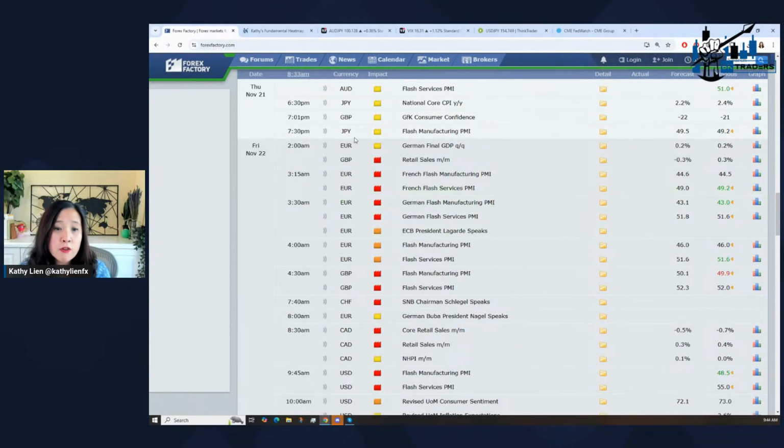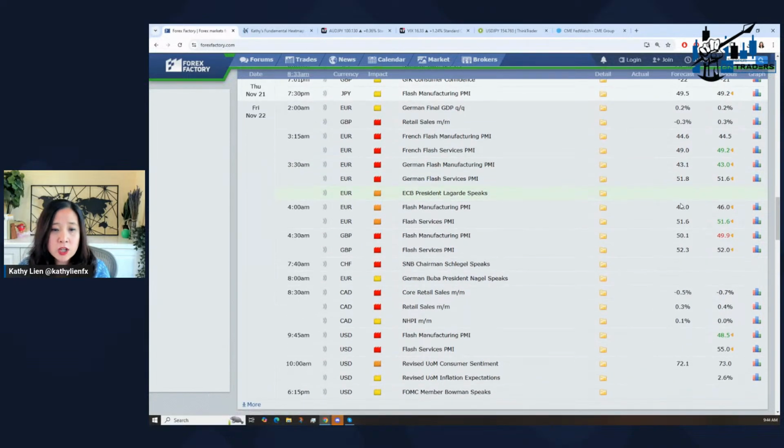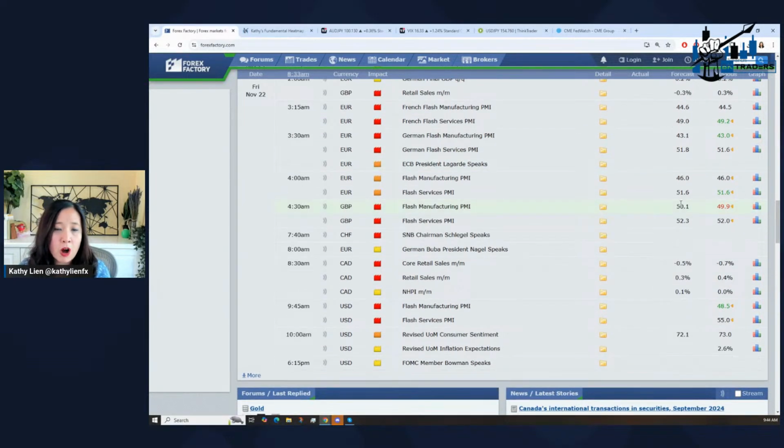Friday is the big day. We have Australian PMIs, Eurozone PMIs, German PMIs, UK PMIs, US PMIs. All of these are very, very important. And for the most part, I think that they're all going to be mostly weaker. And that could put a little bit of a dampener on those currencies.